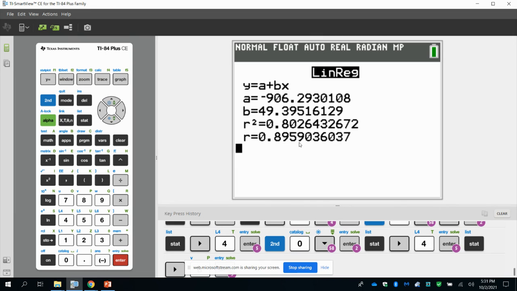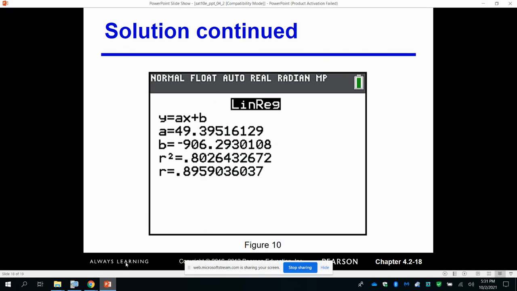R squared is exactly identical. The only difference is what the A and B values represent. In this case, A plus BX, so A is the y-intercept and B is the slope, right? The other way, A represents the slope and B represents the y-intercept, right? But we got exactly the same values, right? All right, so this is 4.2. Okay, we're done today.